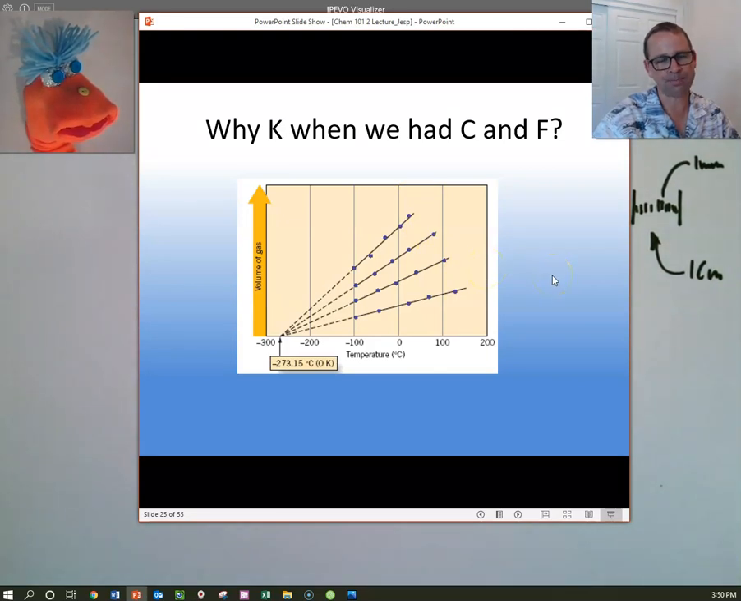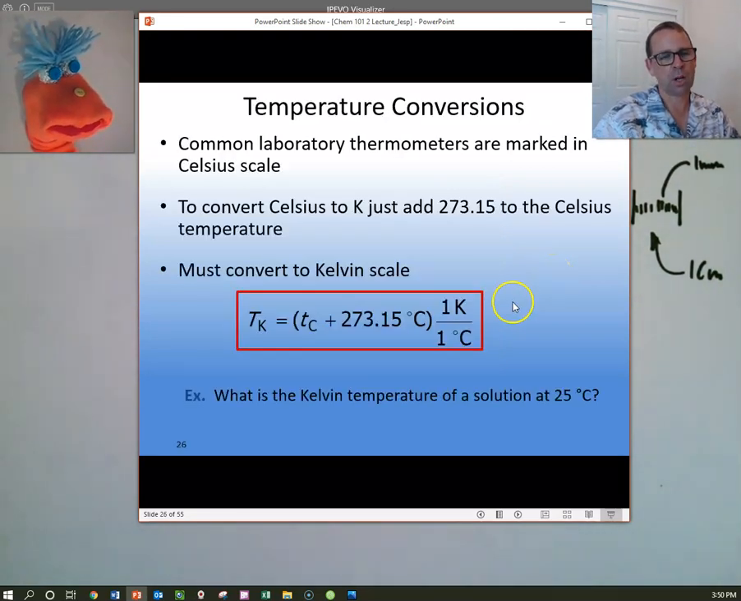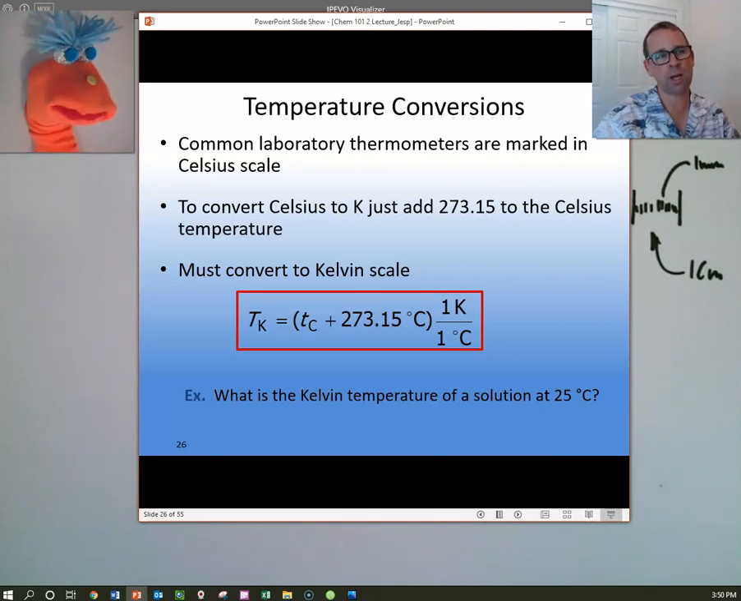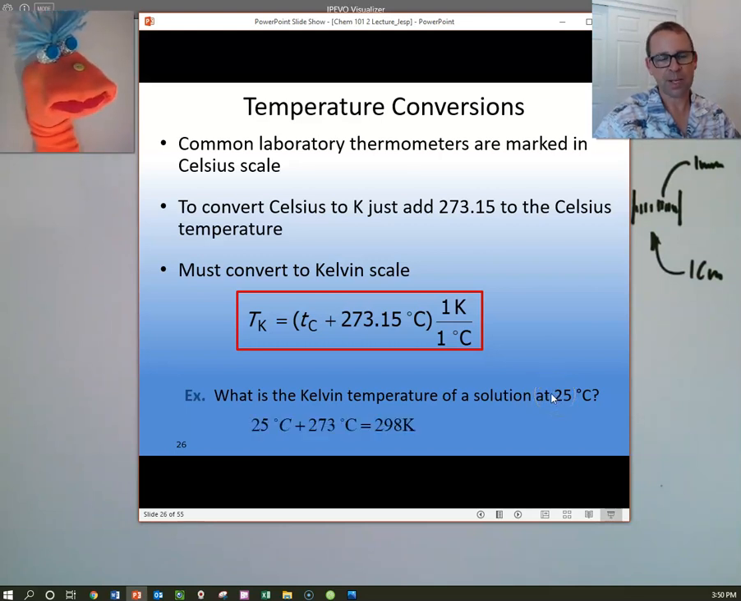All right, so we can convert from Celsius to Kelvin simply by adding 273 degrees. So if we wanted to know what is the Kelvin temperature of a solution at 25, what would we do? Just add the 273 to 25? That's right. We would just add 273 to 25, and that would be our 298 Kelvin.